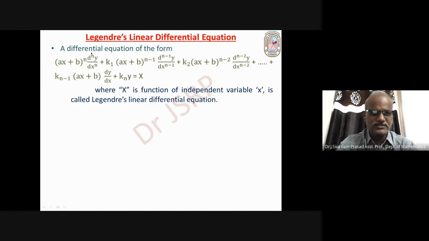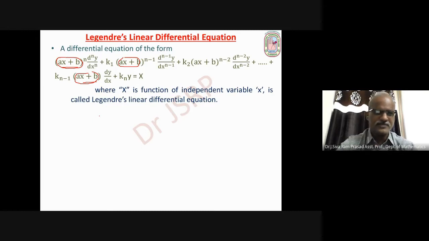So this is similar to Cauchy's homogeneous linear equation. In Cauchy's homogeneous linear equation, the coefficients are x power n for the nth derivative, x power n minus 1 for the n minus 1th derivative, and so on. For the first derivative, the coefficient is x. But here, in place of x we have the linear expression ax plus b. So this is Legendre's linear differential equation, and we solve it in a similar way to Cauchy's homogeneous linear equation.